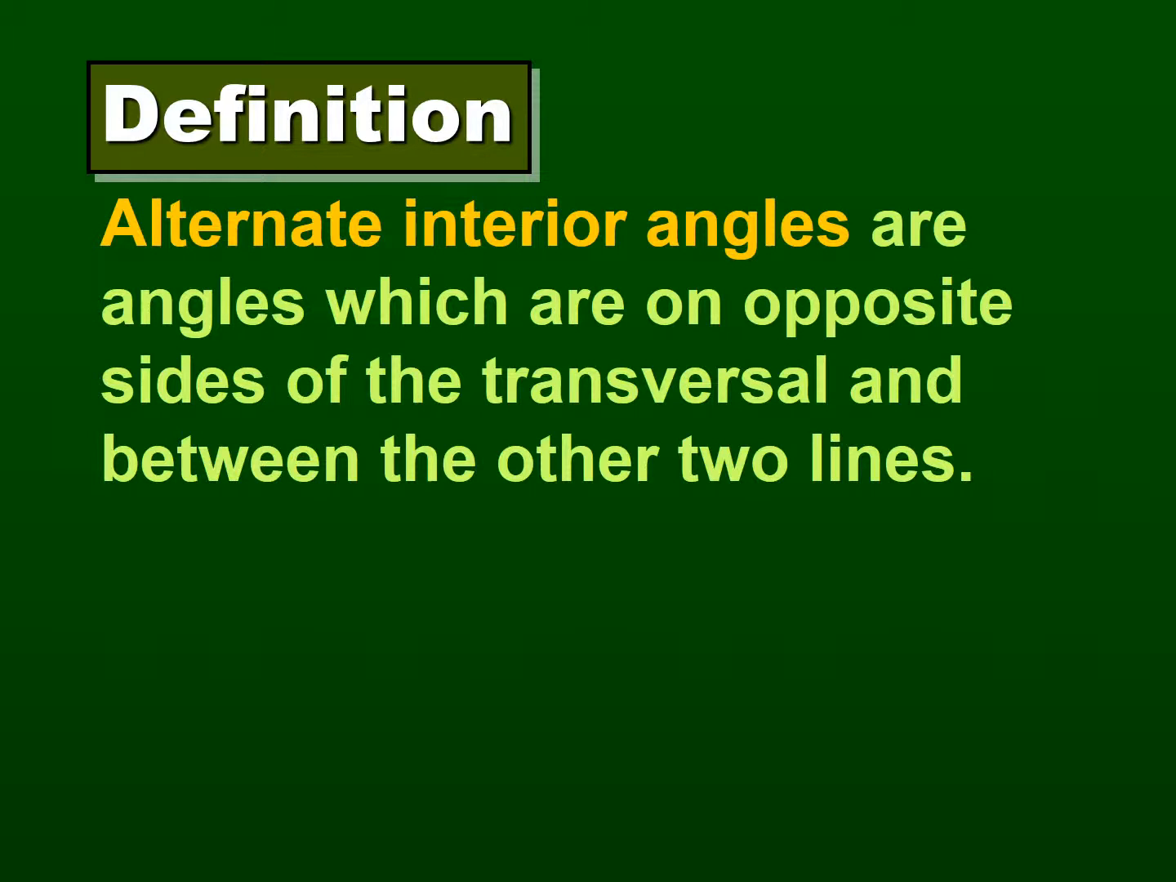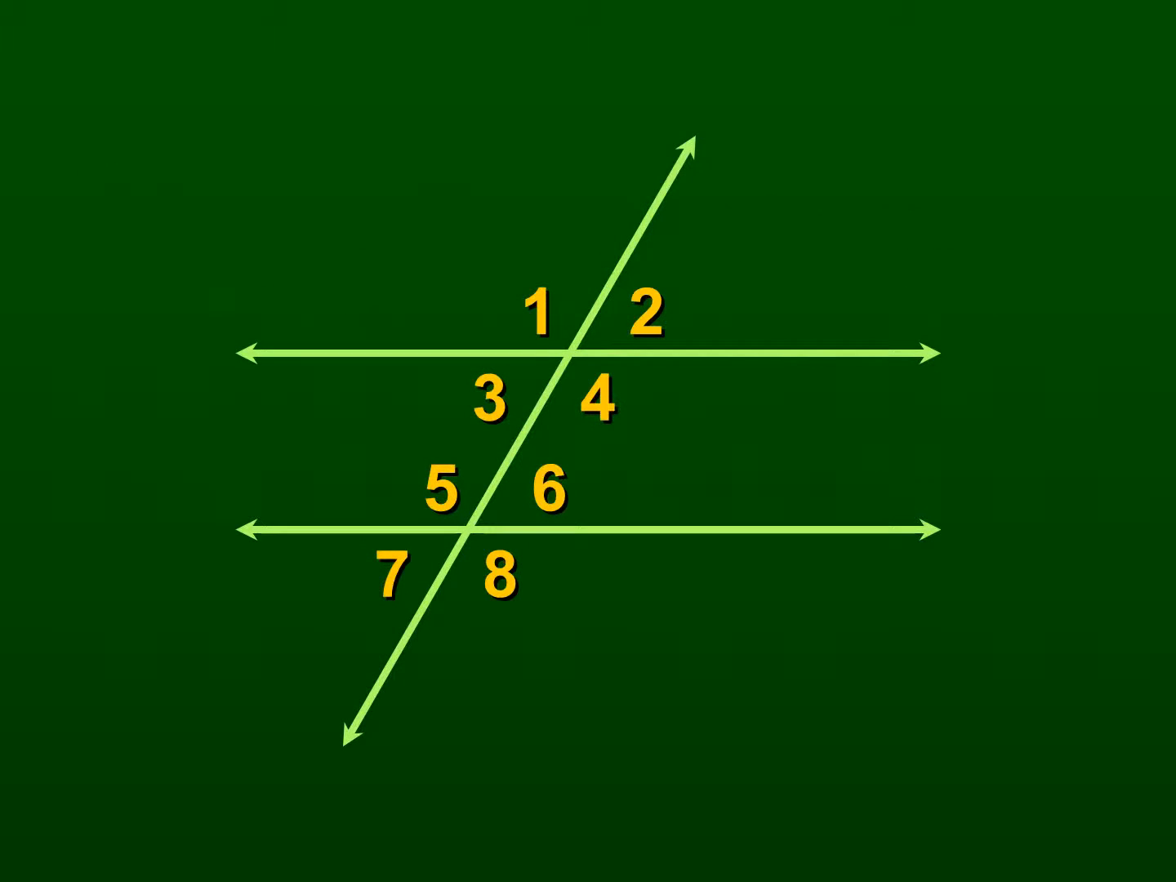So we have a definition for what's called alternate interior angles. Those are going to be angles that are on opposite sides of the transversal, but in between the other two lines. They're opposite, so that's why it's alternate, and they're in between, so that's why it says interior. So again, we're looking for alternate, so opposite sides of the transversal, but inside the other two lines.